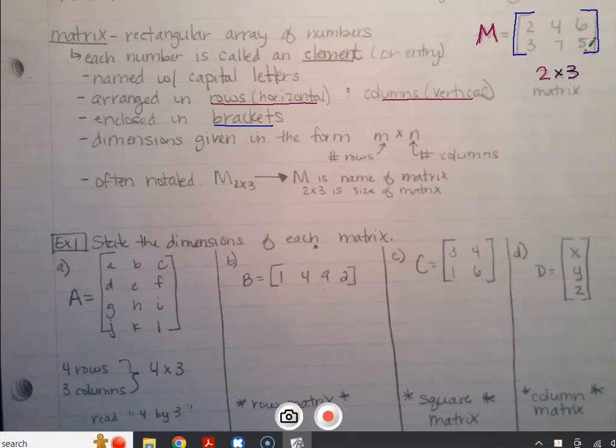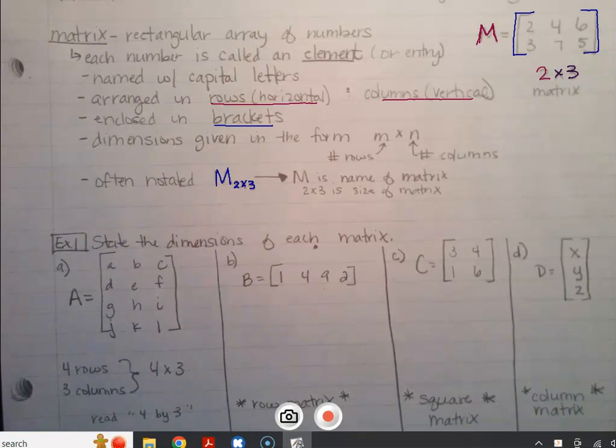Then they're often notated, so we name it, right? It's matrix M, and then it often has the dimension of the matrix. So 2, 3. Okay, so oftentimes you'll see that. And it might be, again, whatever the name of it is, and go from there. So let's jump into an example and see what we've got there.